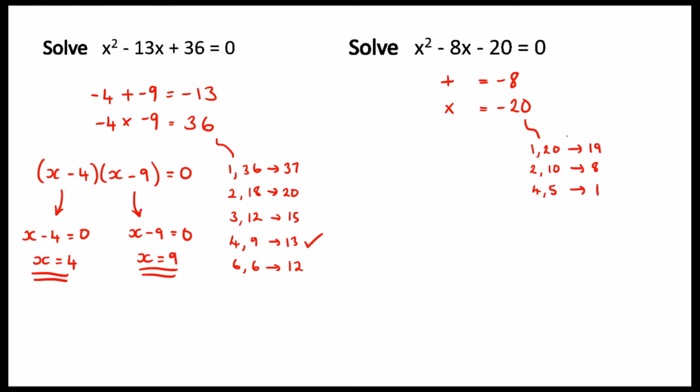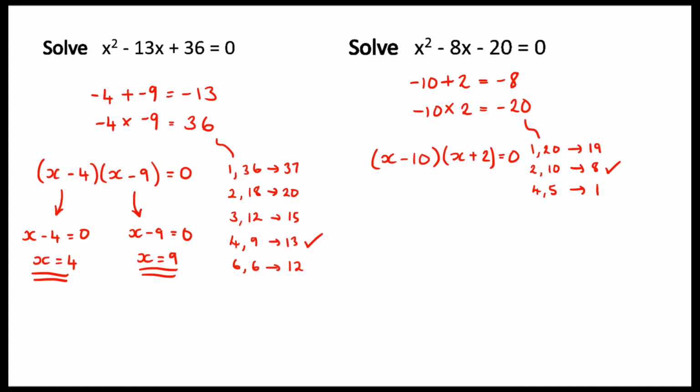Because I want to try and get minus 8, I'm going to use the numbers which give 8, that's 2 and 10. In order to get a negative product and a negative sum, I know that one of these two values needs to be negative. This means that the two numbers need to be minus 10 and 2. So the question factorises to x minus 10 in one bracket and x plus 2 in the other, and that's obviously equal to 0.